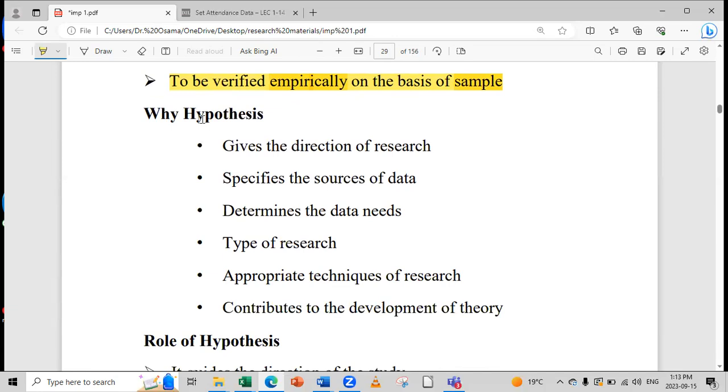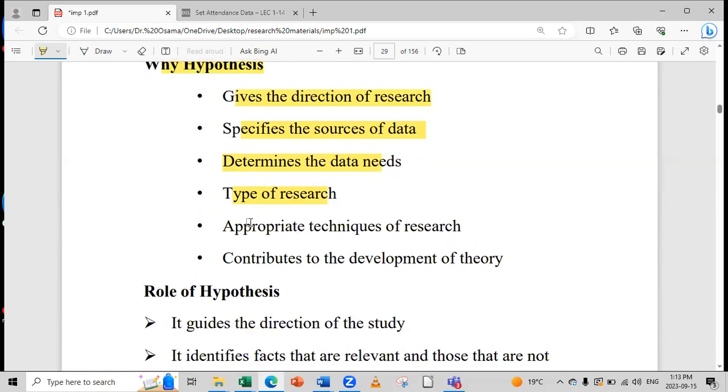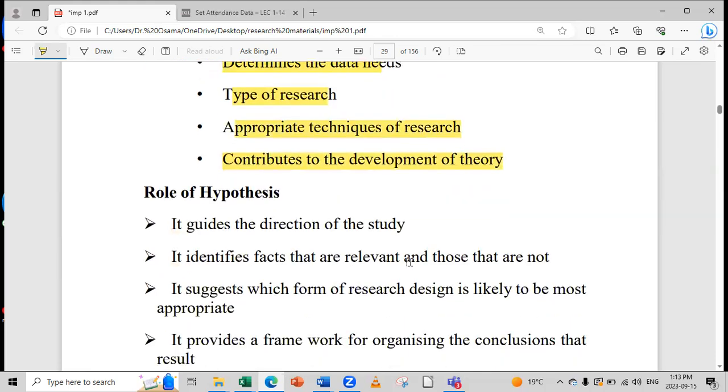Why do we use the hypothesis? It gives the direction of the research, specifies the source of data, meaning I would depend on primary data or secondary data, and determines the data needs and types of research which I will use. I will use empirical research or historical research, or whatever appropriate technique of research. It contributes to the development of theory. What did I do as a contribution to the development of the theory?